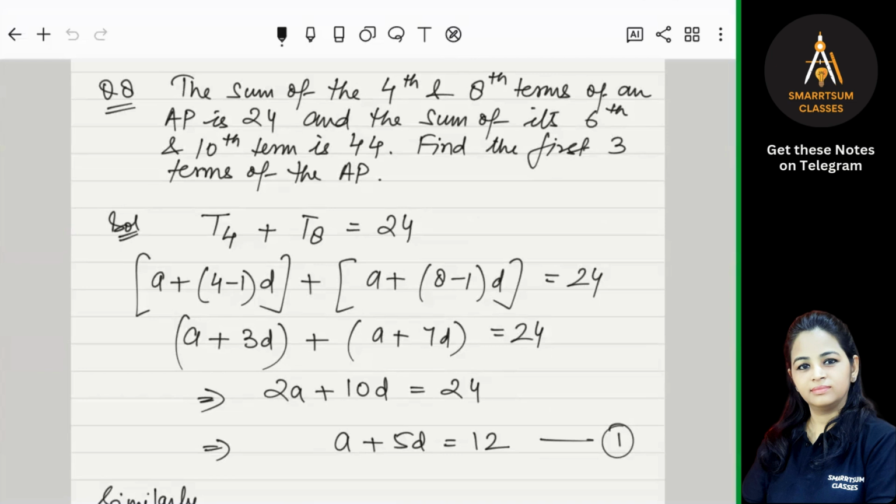Now, using this, you can find any nth term of the AP using the formula Tn is equal to a plus (n minus 1) into d. So I hope this is clear. Yes or no?